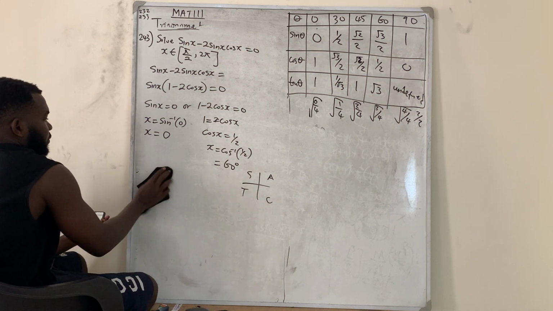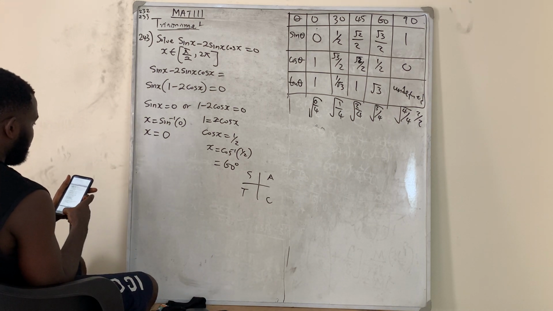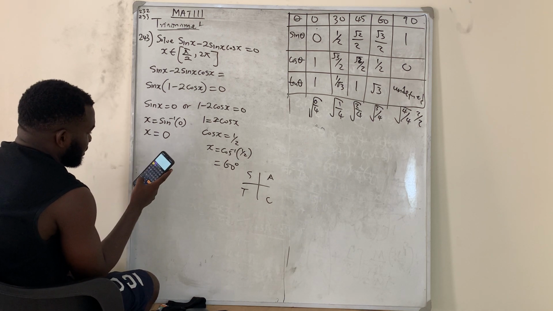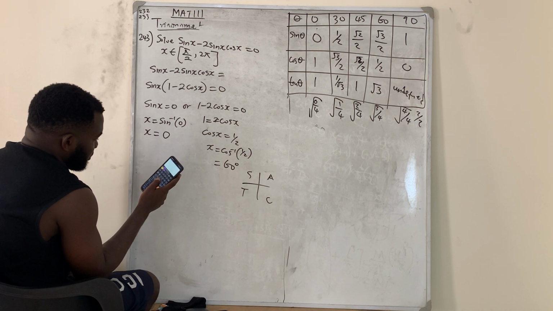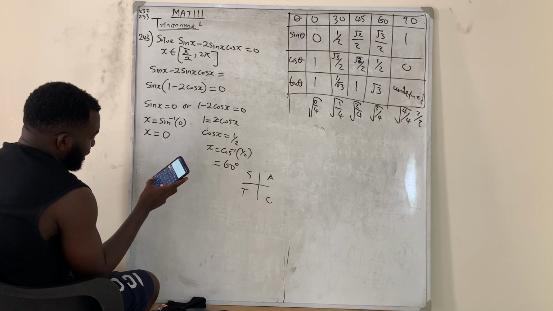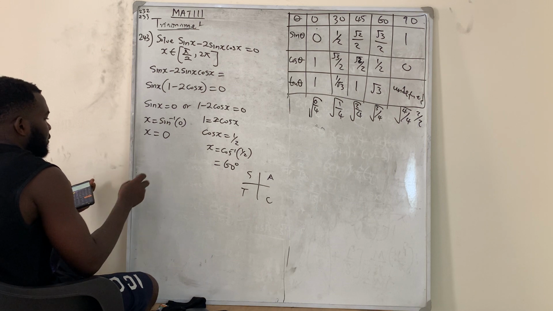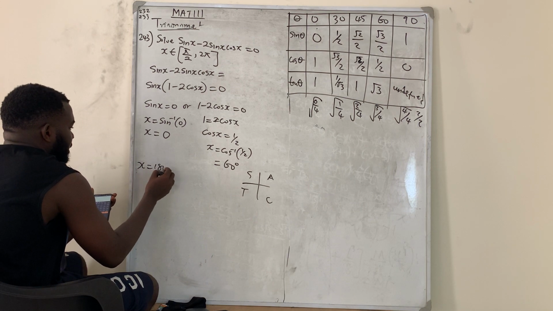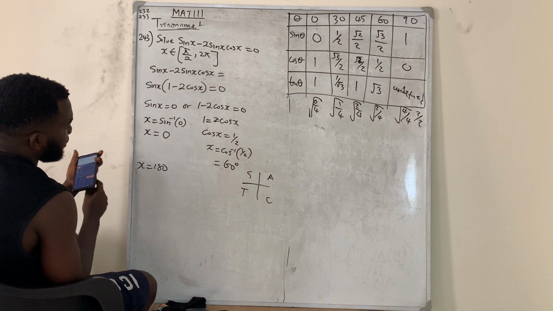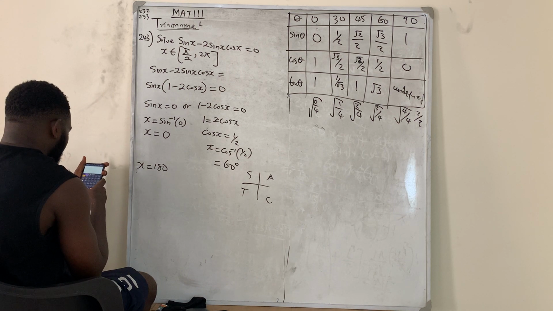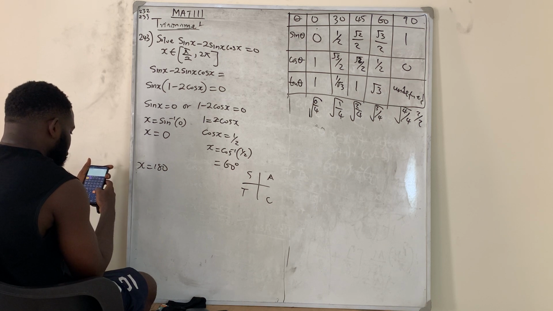So let us say, which other one can give us 0? Sine what again can give us 0 apart from 0? Let's say sine 180. Let's see what sine 180 gives us. Oh, 0. Sine 180 is 0. So therefore, my x is equal to 180. So which other one can give us 0, or cos anything that can give us half? So let me say cos of 180 plus 60. 180 plus 60 is giving us 240.